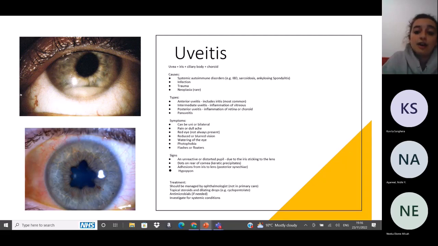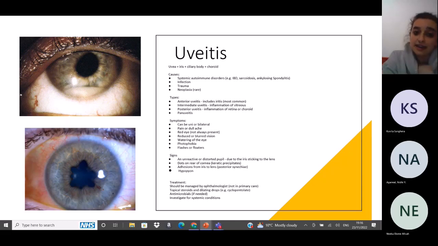And you can also get hypopyon, which is what is shown in the top left picture, and that's this level of pus that you can see just behind the cornea, and that's a sign of more bacterial infection.